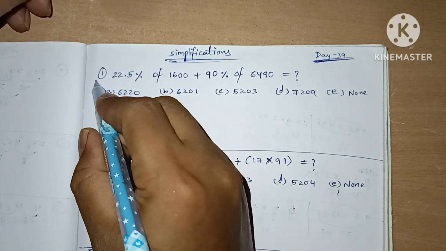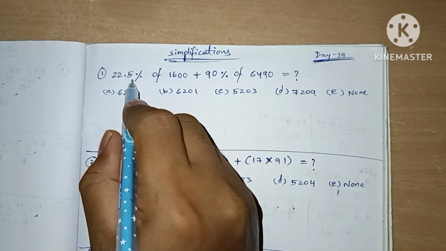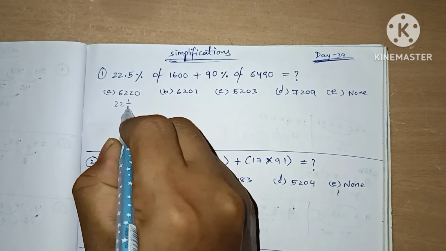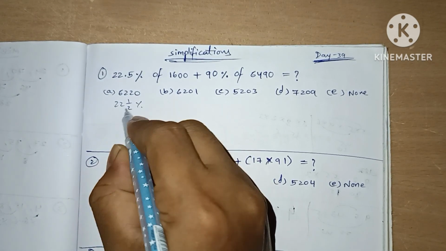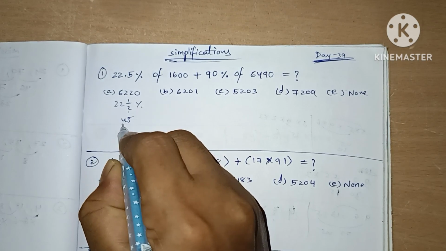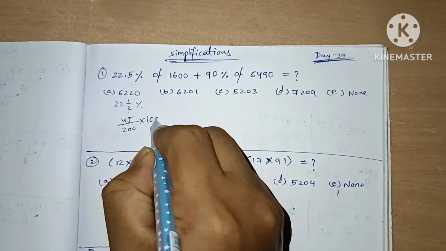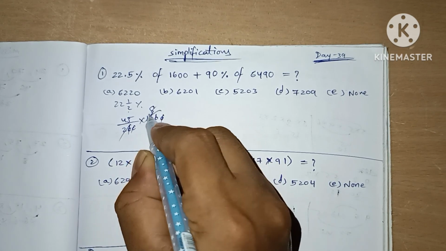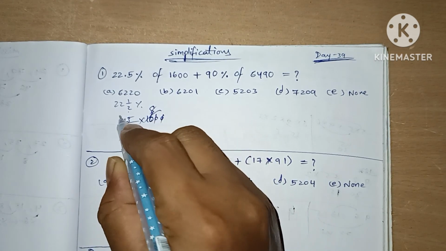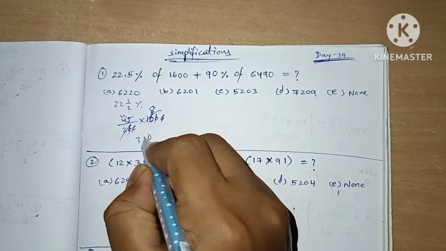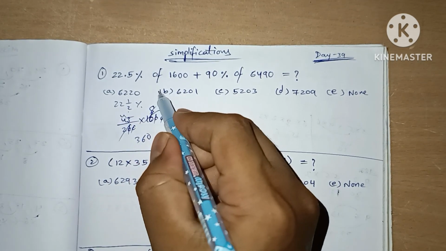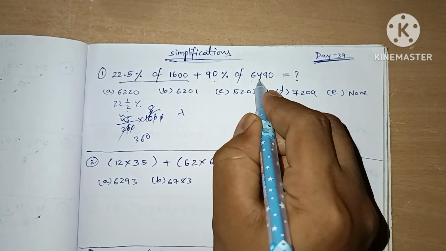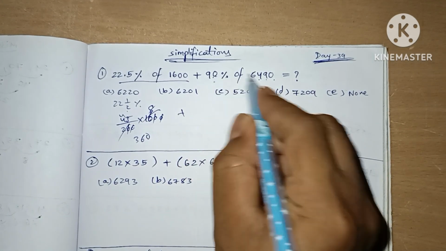Let's see the first question. Here it is 22.5 percentage. 22.5 means 45 by 200 into 1600. So double zeros and double zeros cancel. 8 times 45: 8 times 5 is 40, 8 times 4 is 32, so 360. So we get 360 from this one, plus 90% of 6490. Percentage and 2 zeros are cancelled.